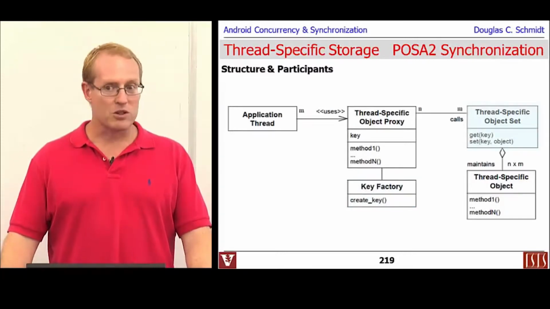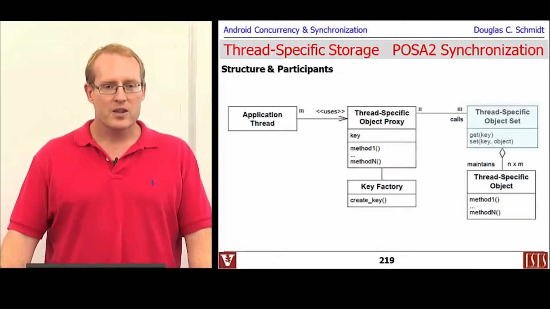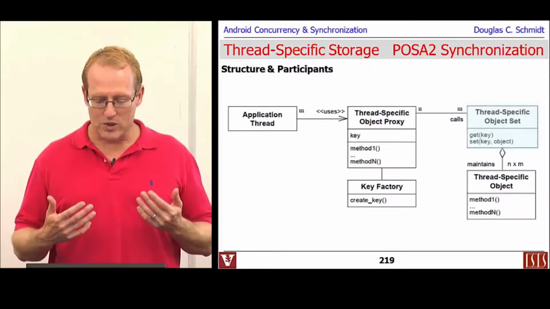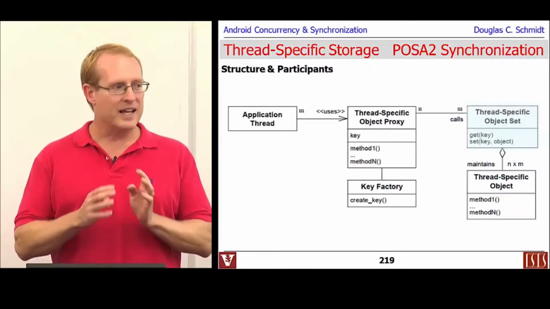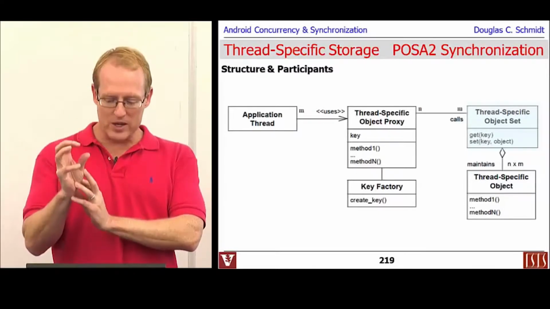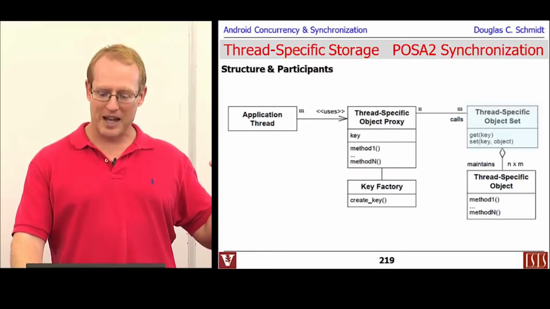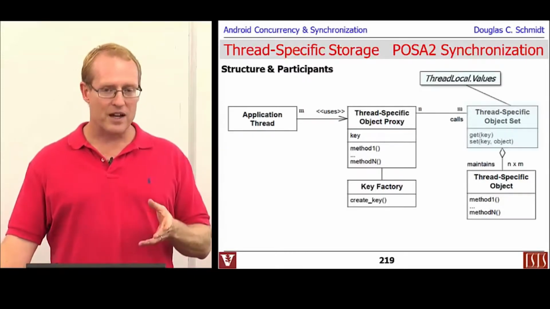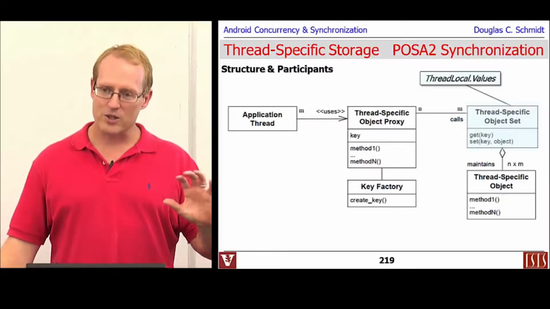The next thing, which is really the key workhorse here, is something that's called the thread-specific object set. This is a map or some kind of data structure that will take a key, which corresponds to the object that you're dealing with, and it will give you back a pointer to a thread-specific object. And we'll talk about how that works later. In the case of Android and Java, it's ThreadLocal.values. That's the thing, the data structure that keeps track of this.